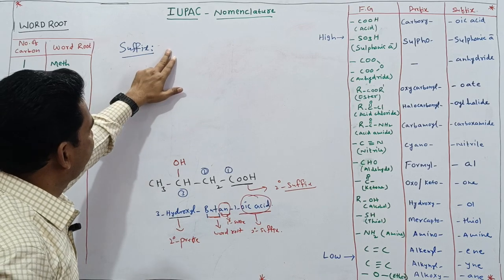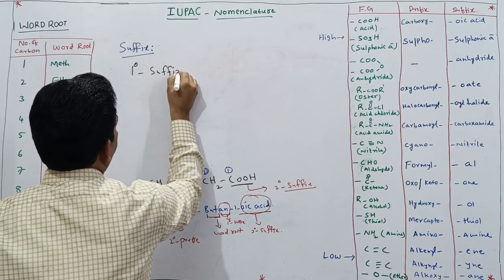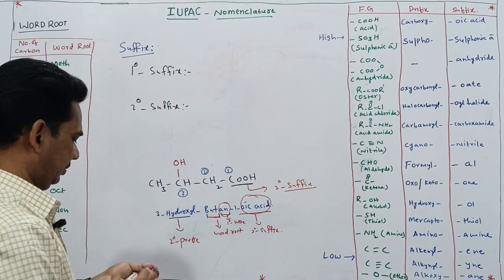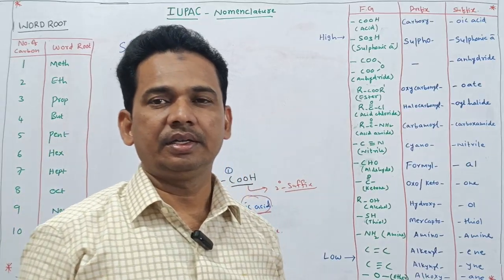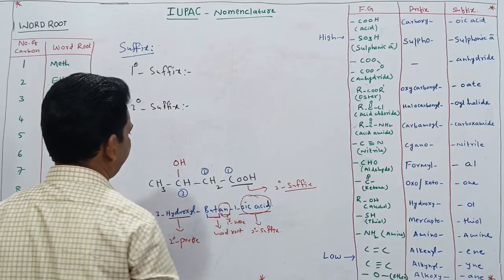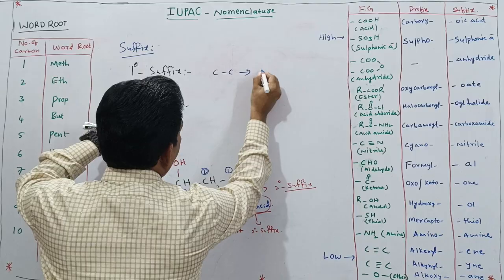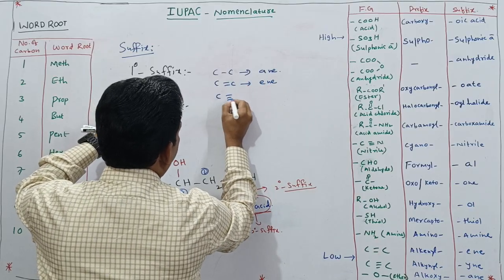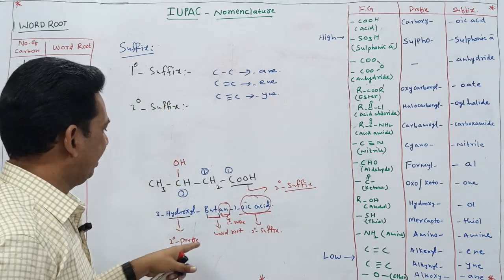It means the suffix is always classified into two types. One is the primary suffix, another one is the secondary suffix. Now let's go one by one. First we take the primary suffix. The primary suffix always tells about the composition of that particular chain, that is, the nature of that particular compound. For example, if it has a carbon-carbon single bond, we call it ane. If it has a carbon-carbon double bond, we call it ene. If it has a carbon-carbon triple bond, we call it yne. We always mention these suffixes after the word root.